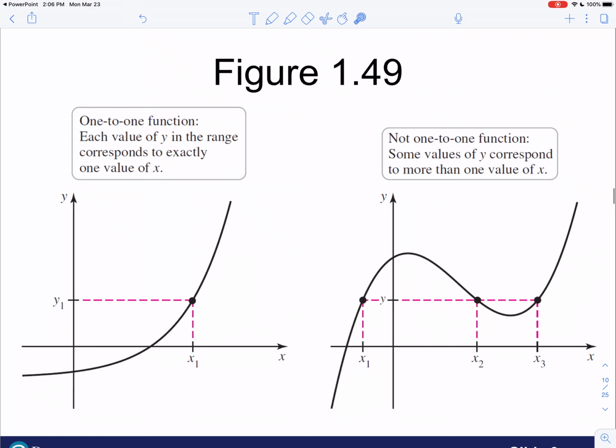So the figure on the left is one-to-one. Notice it passes the horizontal line test. No matter where you draw a horizontal line, it touches the graph once. But the function on the right fails the horizontal line test. You see this horizontal line here? When you draw it, it touches the graph 3 times. So this function is not one-to-one. Every y does not correspond to exactly one x. So then it does not have an inverse function.